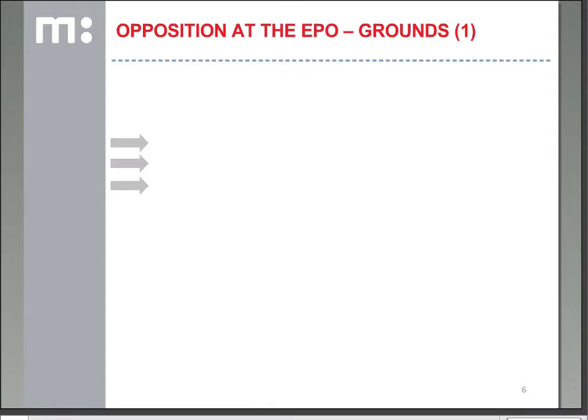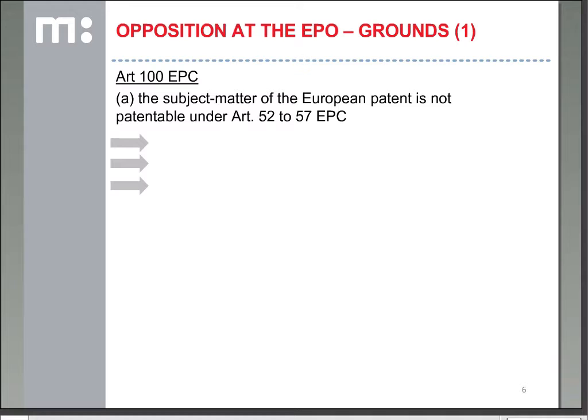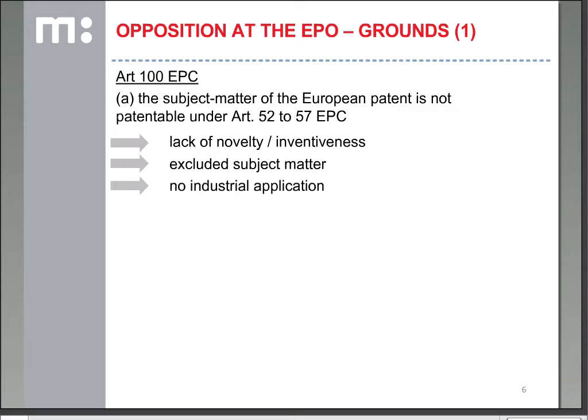So could you, Robert, explain the situation in Europe? Well, in Europe, the grounds for filing an opposition are laid out in Article 100 of the EPC. And there are mainly three points. The first is that the subject matter of the patent is not patentable under the Articles 52 to 57 of the European Patent Convention. And these are the, let's call it, standard reasons. It's a lack of novelty or lack of inventiveness. It's excluded subject matter, like software as such or medical things. Then you have a lack of industrial application.